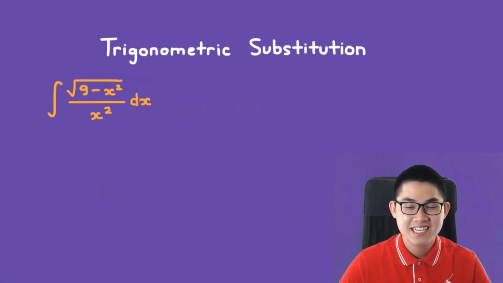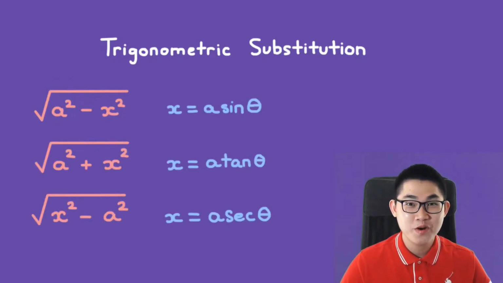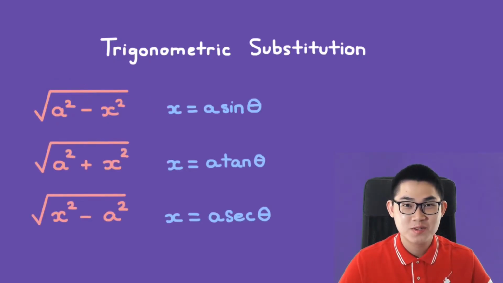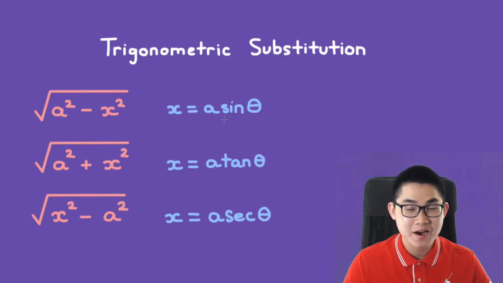Hey, what's up everyone? In this video, we're going to solve integrals using trigonometric substitution. So there are three formulas that you need to know. When you see that there is a square root of a squared minus x squared in your integral, you're going to let x equal a times sine of theta. And don't worry, I'm going to show you plenty of examples.